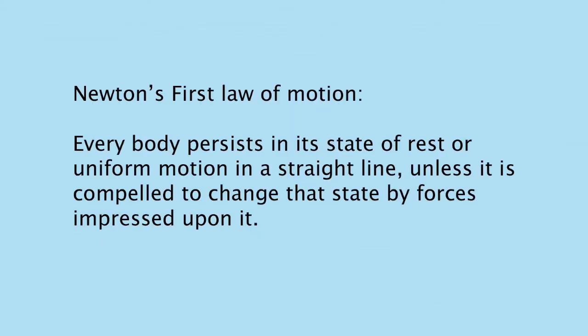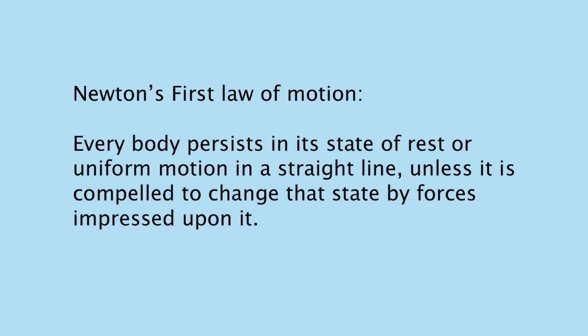The current definition of inertia, called the Law of Inertia, came from Newton's first law of motion, which is stated as: every body persists in its state of rest or uniform motion in a straight line, unless it is compelled to change that state by forces impressed upon it. What is wrong with the current definition of inertia?